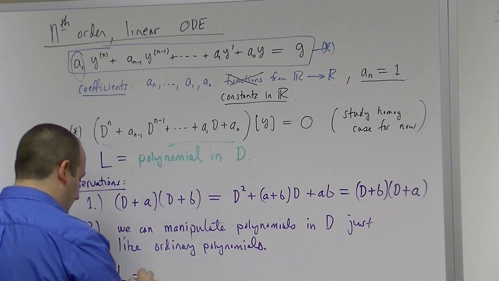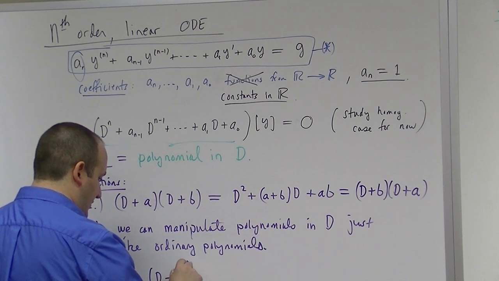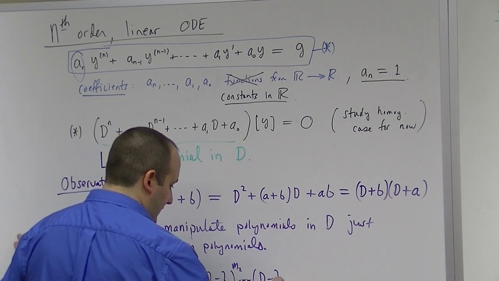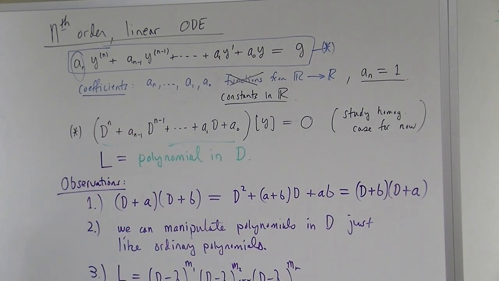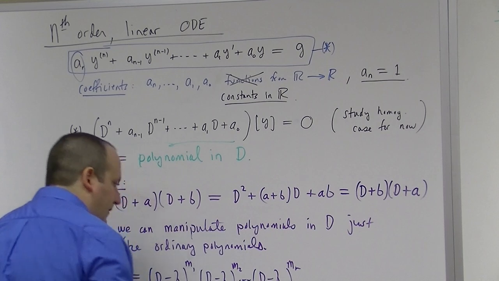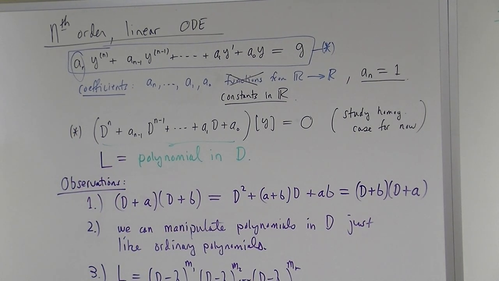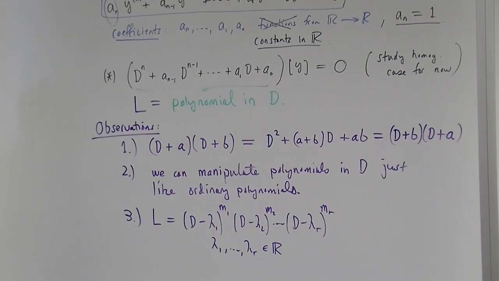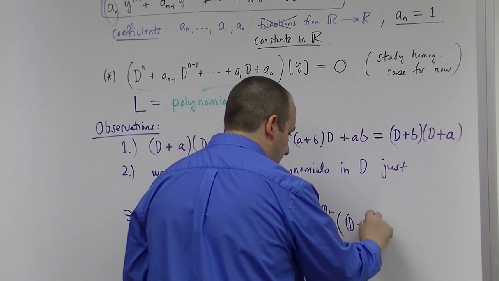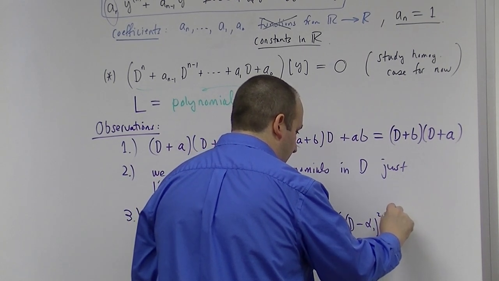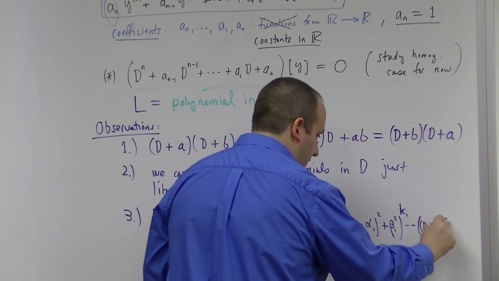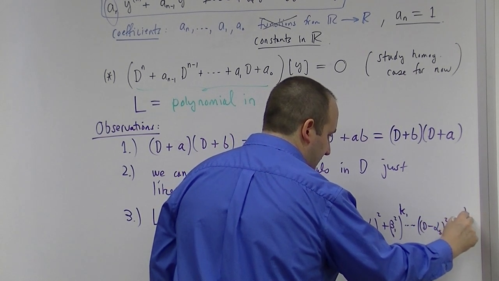So basically I'm saying L is equal to something like D minus lambda 1 to the M1, D minus lambda 2 to the M2, through D minus lambda R to the M sub R, where lambda 1 through lambda R are all reals. And M1 through M sub R are integers that represent the algebraic multiplicity of these roots in this polynomial. And then of course we have other things like D minus alpha 1 squared plus beta 1 squared to the K1, through D minus alpha sub S squared plus beta sub S squared to the KS.